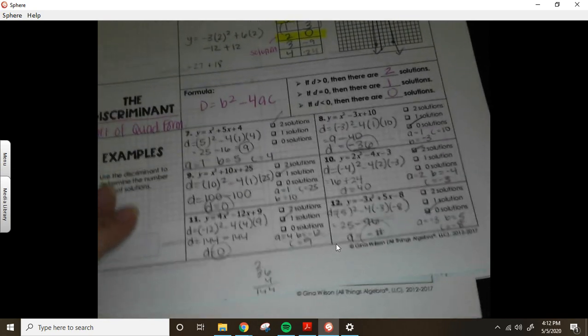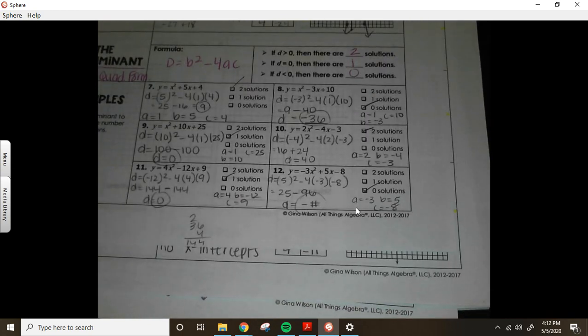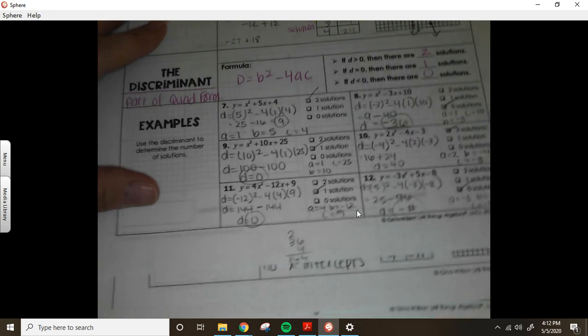I know you're tired of hearing me talk. I'm tired of talking. So the discriminant is very useful in order to determine the number of solutions. Use the discriminant because the discriminant determines the number of solutions a quadratic has.